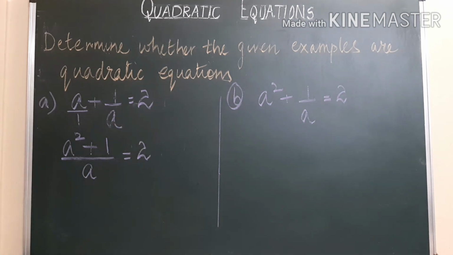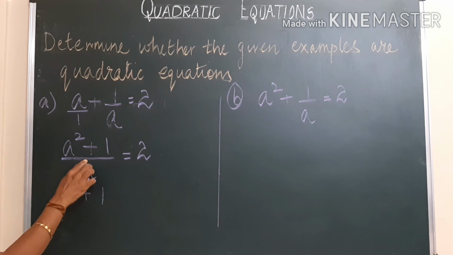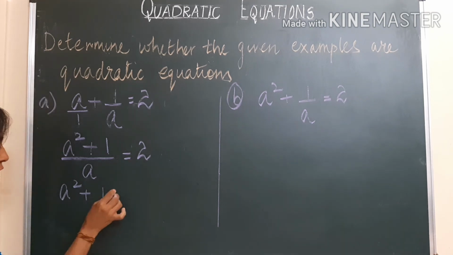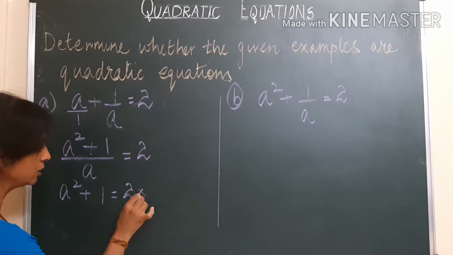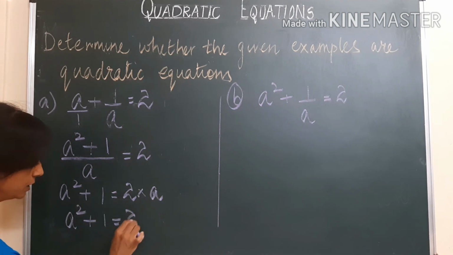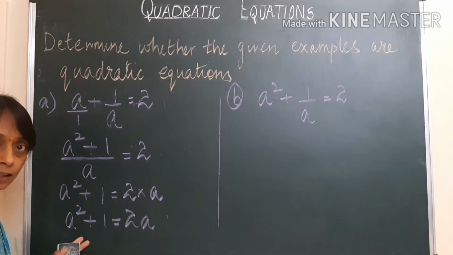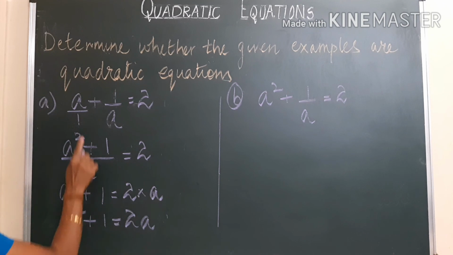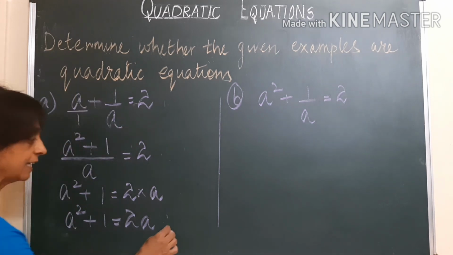Now children, let's take a on the other side and decide. So a square plus 1. A is performing the operation of division on the left hand side. So when it is transferred to the right hand side, it operates as multiplication. So it becomes 2 into a. So finally you get a square plus 1, which is equal to 2a. Now looking at the answer that we get, the highest degree, the highest power of the variable a is 2. So the given equation is a quadratic equation.